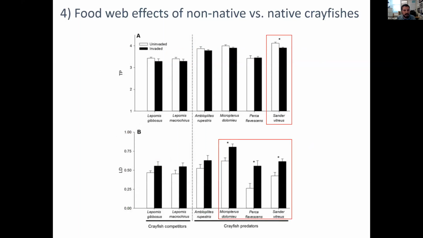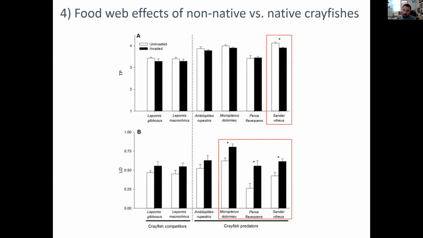We looked at 6 fish species in lakes that have been invaded or not invaded by rusty crayfish. We found that for most fish species, their trophic position declined from white to black bars here with rusty crayfish invasions. That was only significant for walleye, though, although that's kind of interesting as a very piscivorous fish in these lakes. All fish also increased their littoral dependence.